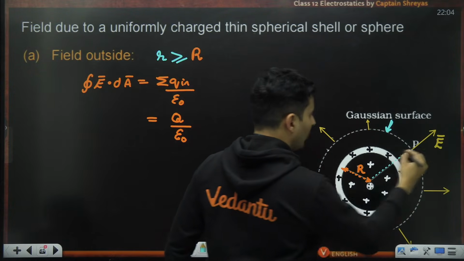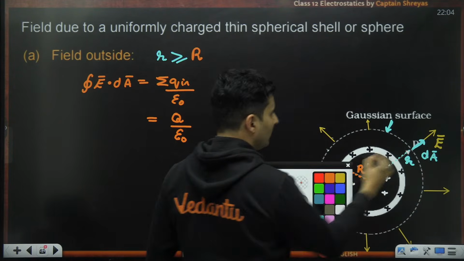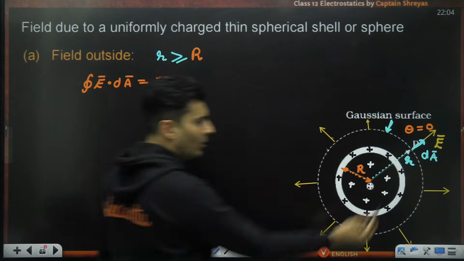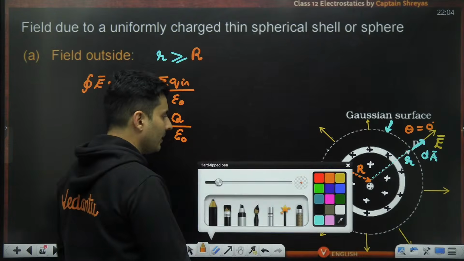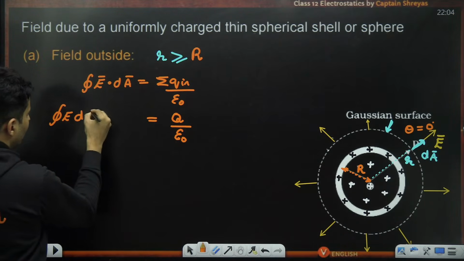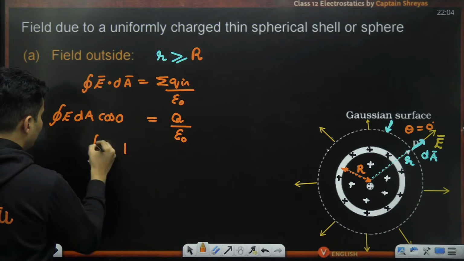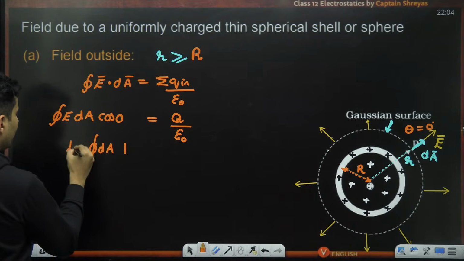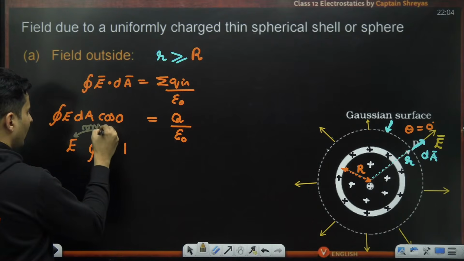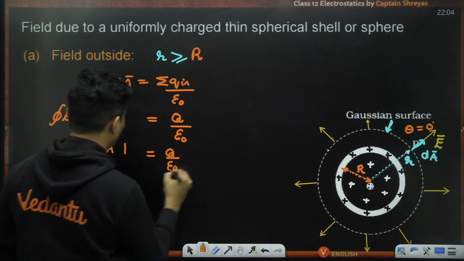Similarly, at each point, the area vector will be like this, parallel to the field. The angle made by the area vector with the field will be 0 degrees. So when I use Gauss's law, it will be nothing but E into dA into cos 0. Cos 0 is 1. I will be left with only integral dA because the electric field will shift outside. Why has it shifted outside? Because it was a constant everywhere. This will be Q by epsilon naught.